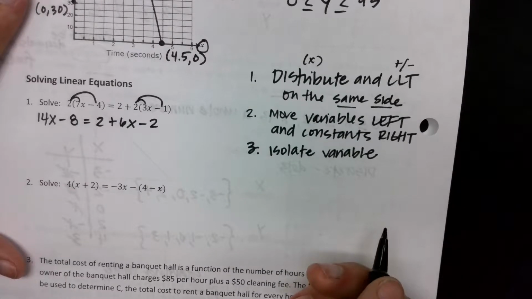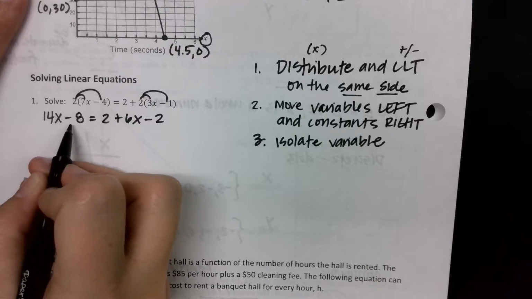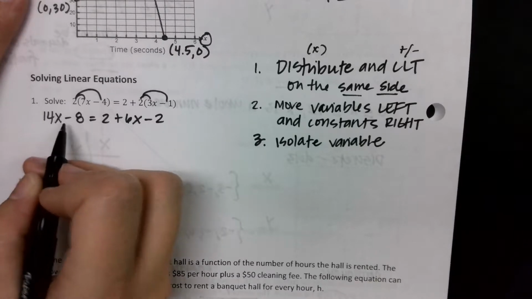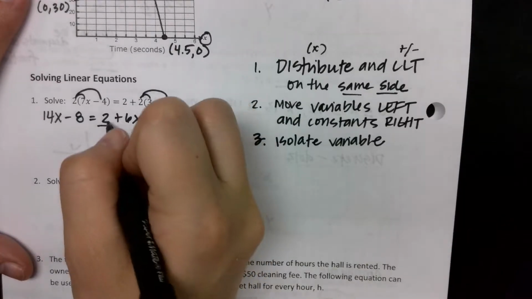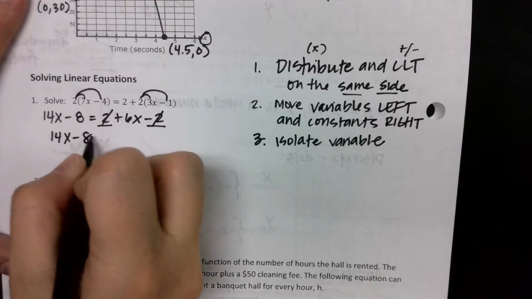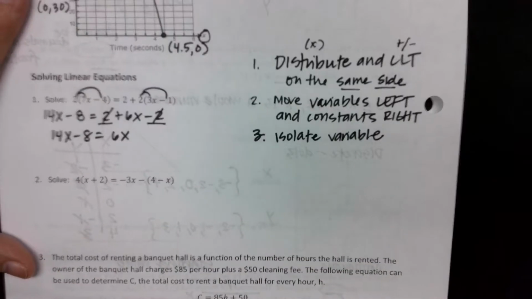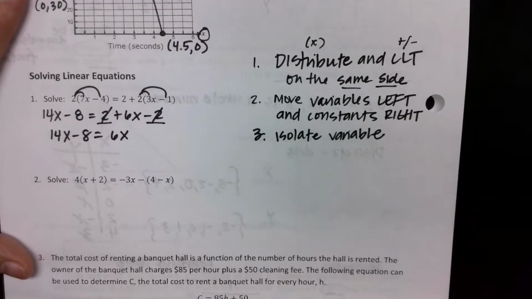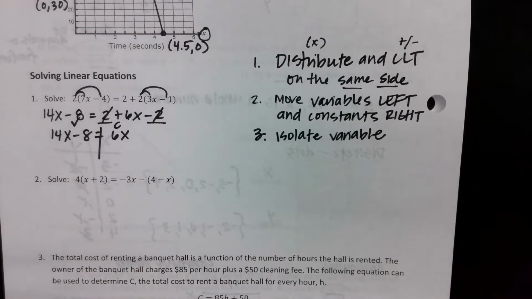I've distributed. Now I'm going to combine my like terms. 14x minus 8. These are not like terms. But I have a 2 minus 2 on the right side. And that equals 0. So this becomes 14x minus 8 equals 6x. You do not have to put the 0. Second step says I need to move my variables left and my constants right. Variables left, constants right.